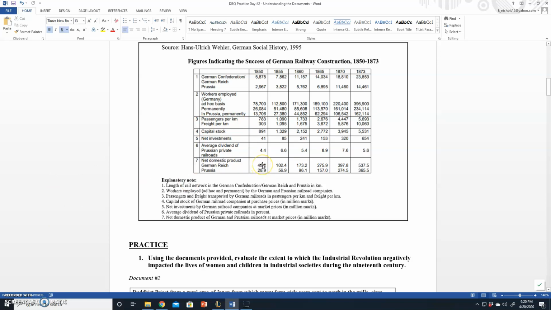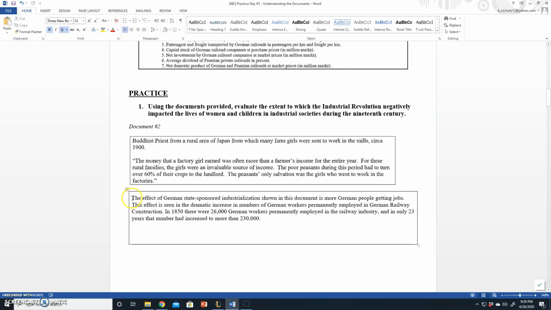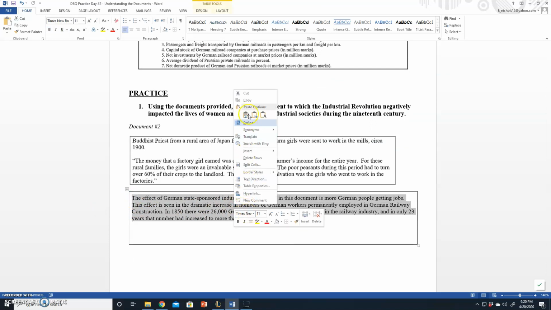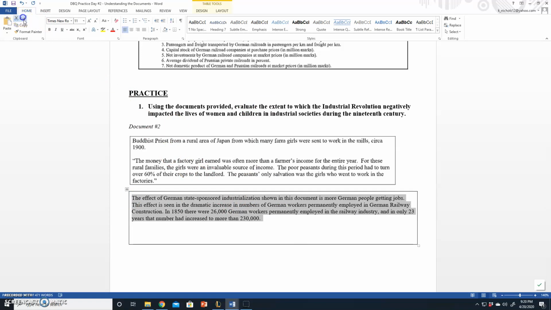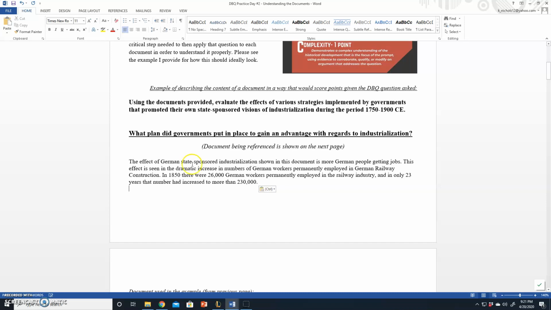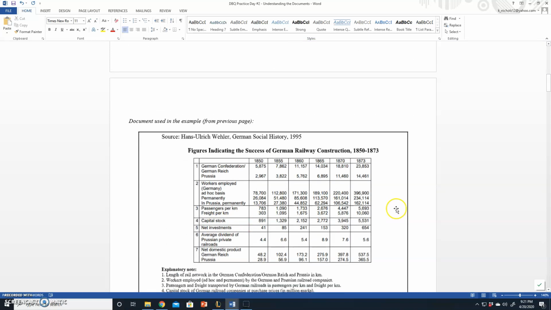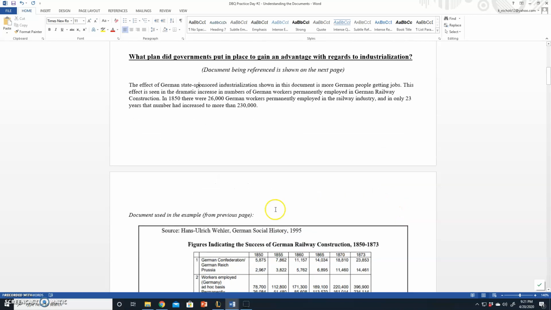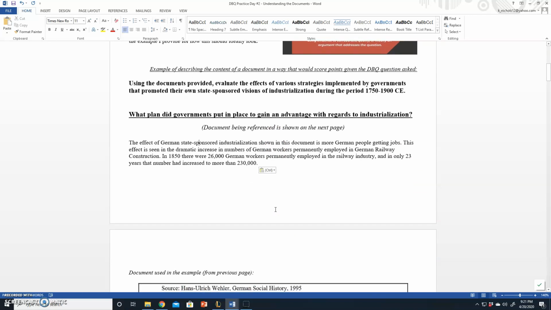I've already pre-written one down. I'm going to copy and paste it up here so that you can see it. Essentially, the effect of German state-sponsored industrialization shown in this document is more German people getting jobs. Could I have said more German people getting jobs and an increase in trade? I could have, but I don't have to tell everything. I'm just going to tell you some things about the document.